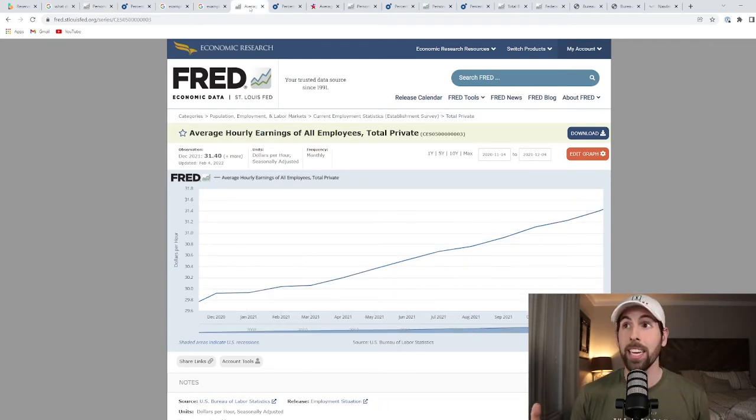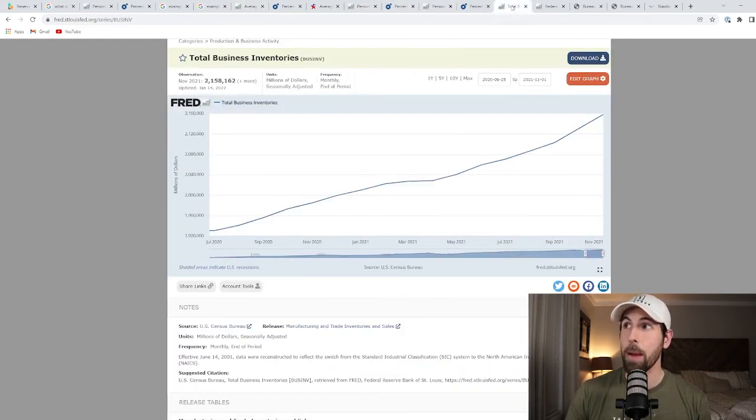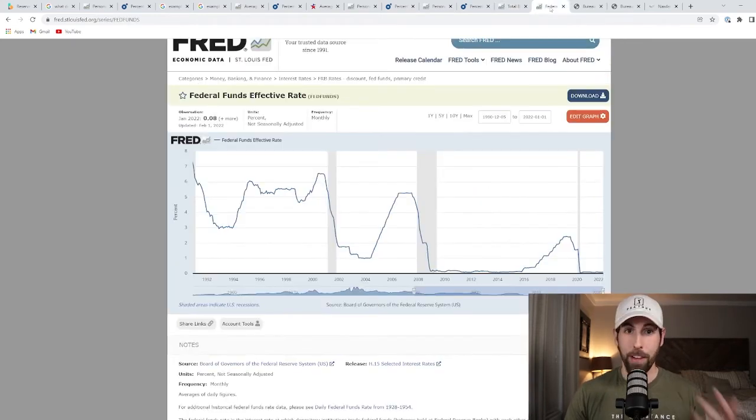Now, what does this do? These companies continue to make more money, therefore being able to pay their employees more money. You can see these average hourly earnings going up and up and up. Now, once this happens, you see total business inventories going up because people are buying so much. Now, one thing leads to another, and eventually you get to the federal funds rate.